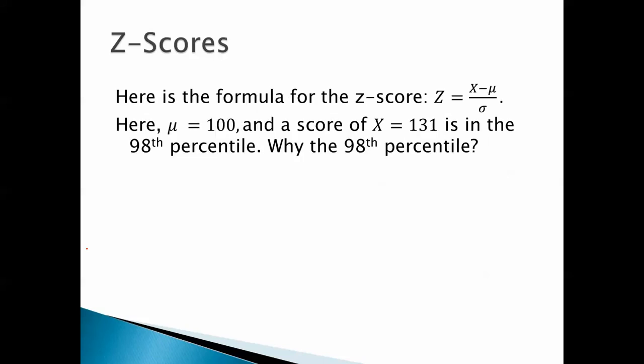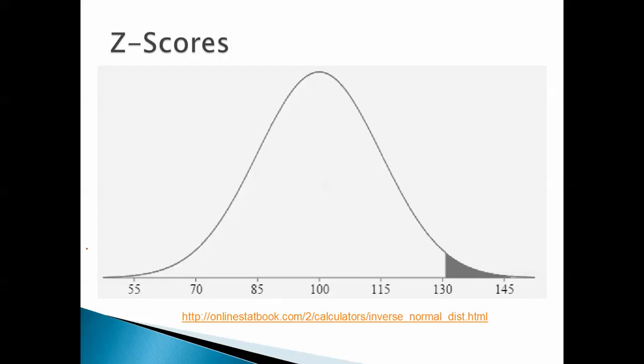Here's the formula for the z-score. Z equals x minus mu over sigma. Here, mu equals 100, and a score of x equals 131 is the 98th percentile. Why the 98th percentile? Well, if you're in the top 2%, that means this area is going to be 0.02, which means that this area to the left is going to be 0.98. So if you're in the top 2%, you're in the 98th percentile.